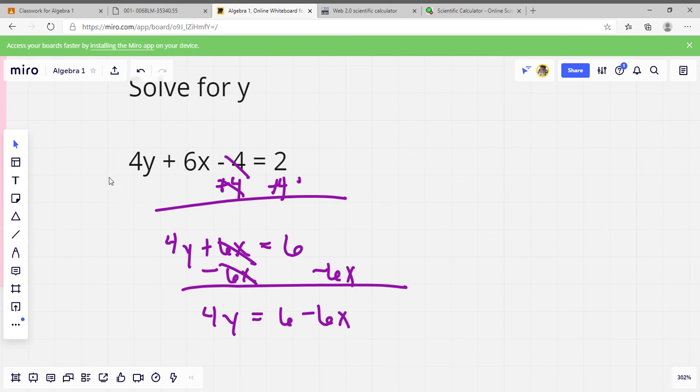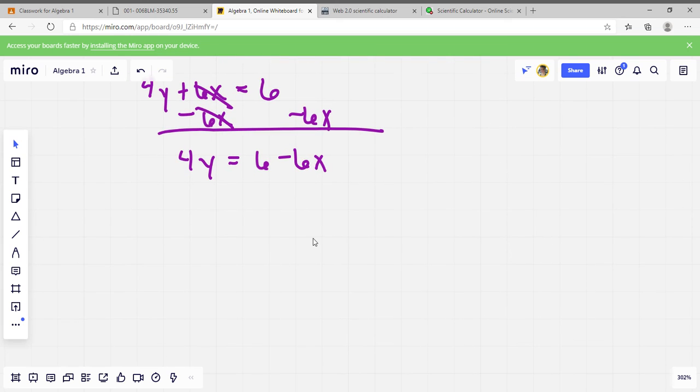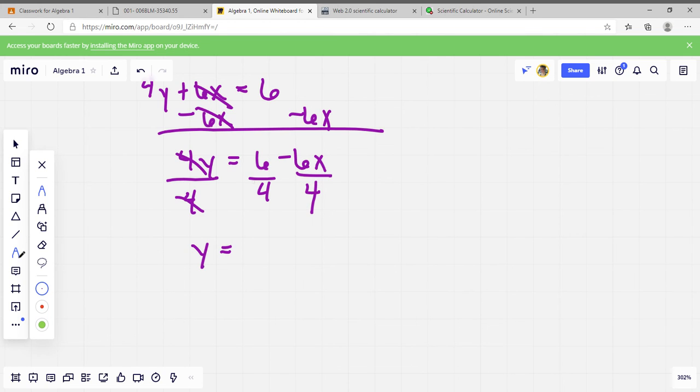Okay, now we just have to divide as our last step. So we're going to divide everything by 4. These are going to cancel. And we've got y equals 6 over 4. That would reduce to 3 over 2. And same thing there, 3 over 2x.